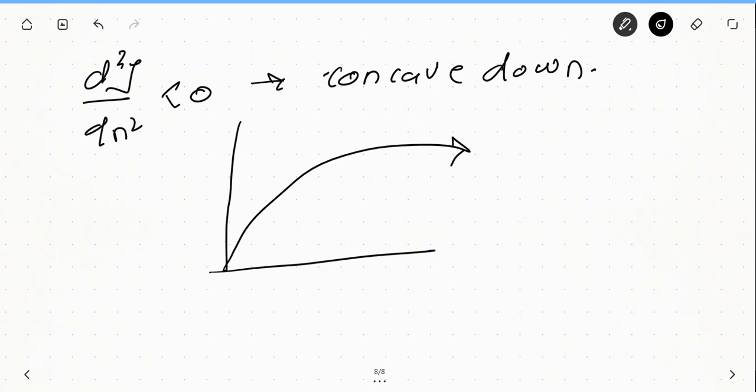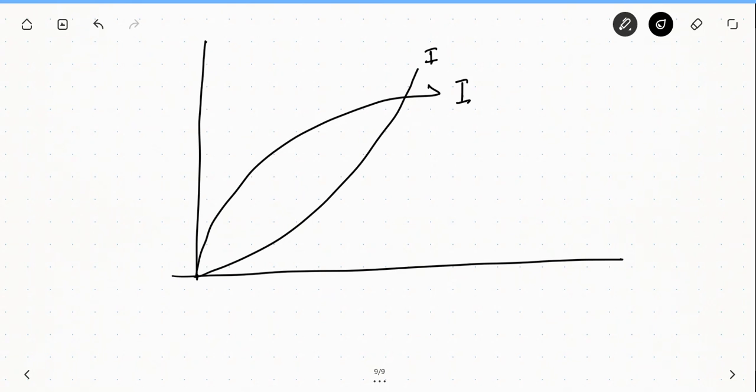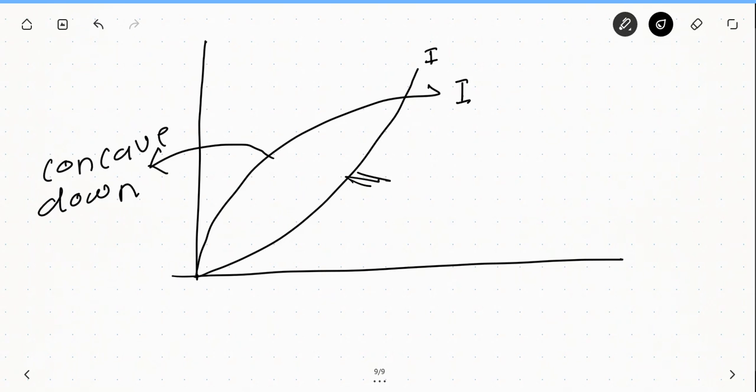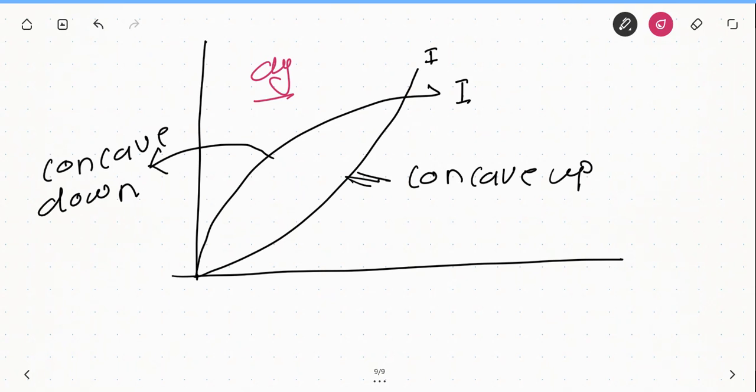Okay. So now we can make a clear justification. This is curve number 1 and this is curve number 2. This is concave down or convex. This is concave up or simply concave. Since both are increasing, the slope dy by dx must be greater than 0 in both cases.